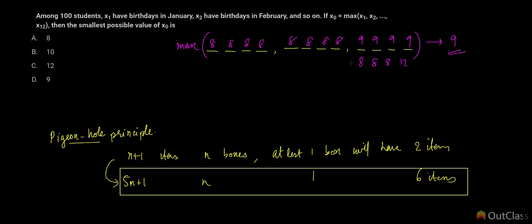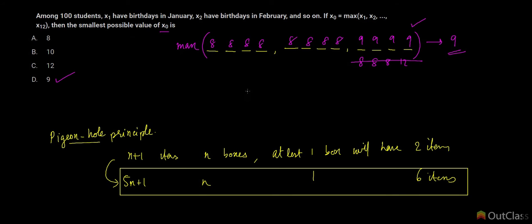So this is not optimal. This is the optimal solution. At least 4 of those 12 variables should be 9 and the others are 8. This is the optimal solution that will give us the lowest value of x0, which is 9.